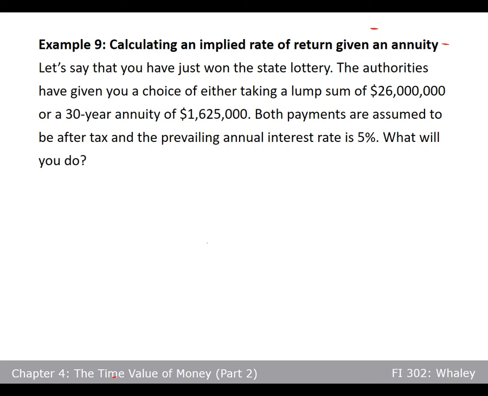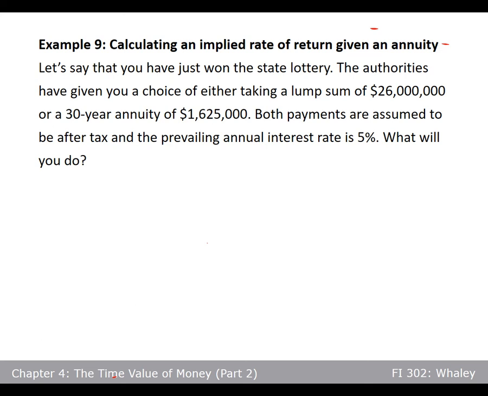So let's read through it. Let's say you have just won the state lottery. The authorities have given you a choice of either taking a lump sum of $26 million or a 30-year annuity of $1.625 million. Both payments are assumed to be after tax, and the prevailing annual interest rate is 5%. What will you do? So you're basically trying to choose between taking $26 million now or taking $1.625 million at the end of this year for the next 30 years.